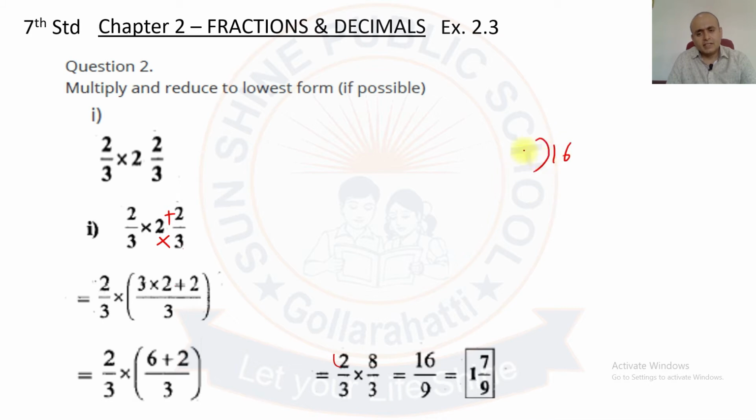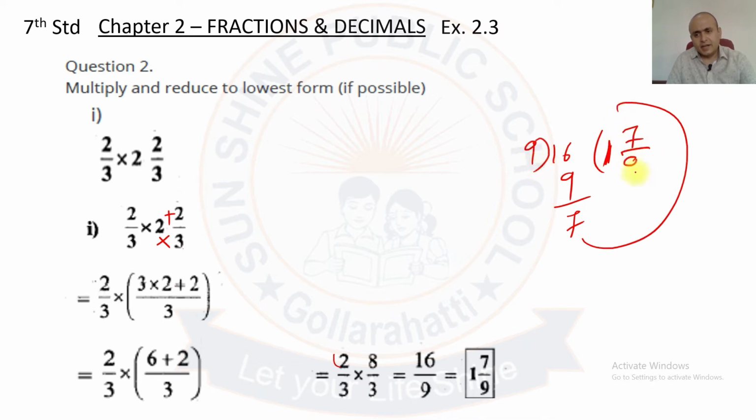Therefore we should divide 16 by 9. That is 9 1s are 9 and remaining is 7. Therefore it becomes 1 as a whole number, 7 as the numerator and 9 as the denominator. The answer is 1 7 by 9.